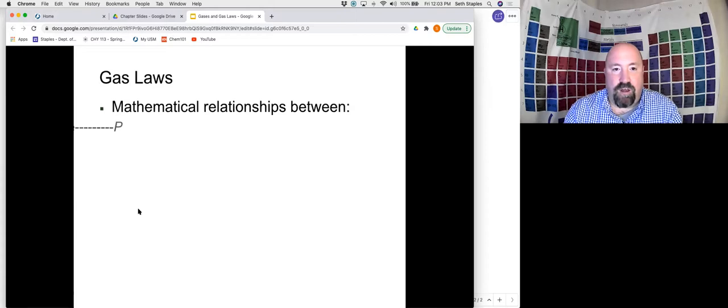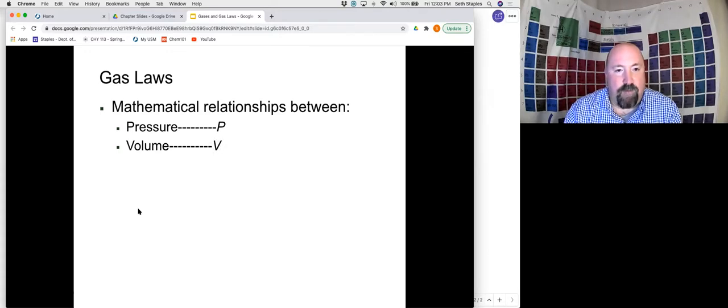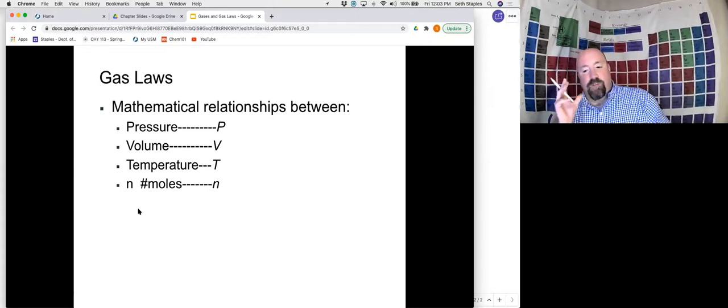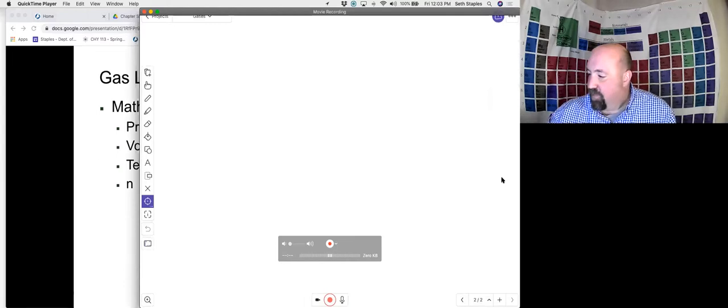So the gas laws, what we're going to talk about are mathematical relationships now between pressure, volume, temperature, and the number of moles. Now, when we start talking about gas laws, there's another very convenient way, I think, to think about pressure. One of the ways that helps to think about pressure.